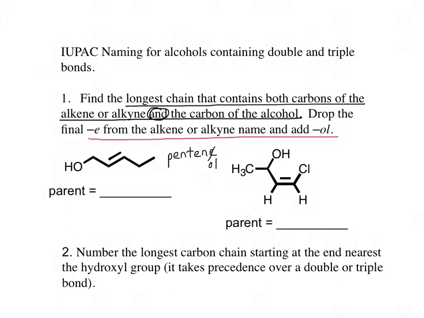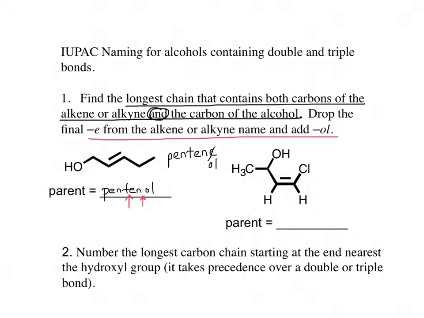Now, this name has a little bit of a problem. So where this parent is, let's just put this in here. Penteneol. I've got a problem though, because if I were to tell you this, you would not know where the alkene is, so I need a number there, nor would you know where the OH group is, so I'm going to have to put a number there. So I'm not quite done, but it's a start. I've at least got the parent.